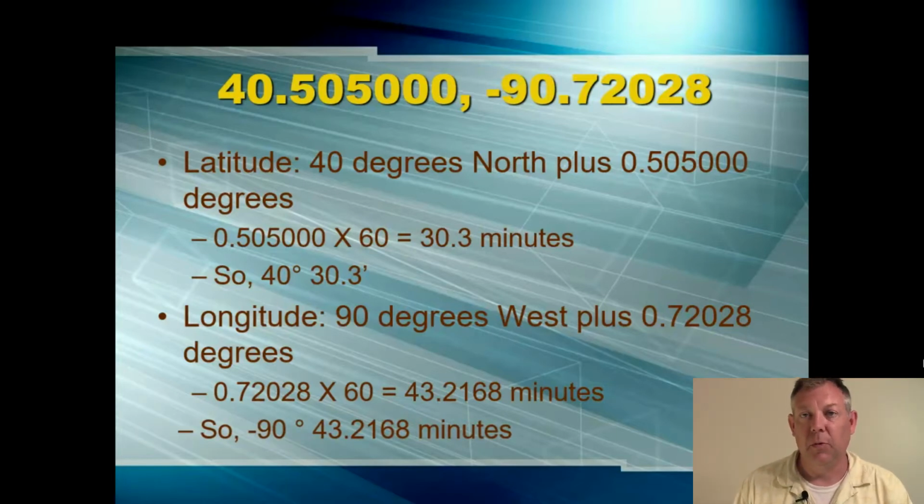43.2168 minutes. Okay, so now that's pretty much the three ways you're going to see these coordinates reported, and you need to be comfortable converting between all of them as necessary. But like I said, most of the time I would recommend putting everything in decimal degrees. Now, as a final note on this, why are we seeing this now? Why are we seeing degrees, decimal minutes?